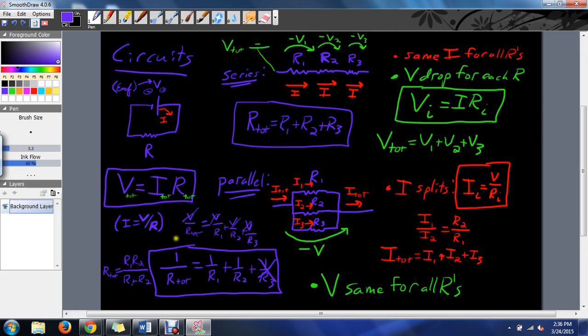Cool. If you have questions about this math, or questions about what I meant by this shared voltage drop, I hope some of this made sense. If you have questions, bring them to class. I'll be happy to answer them. These are the bulk notes that we're just going to practice again and again in class.